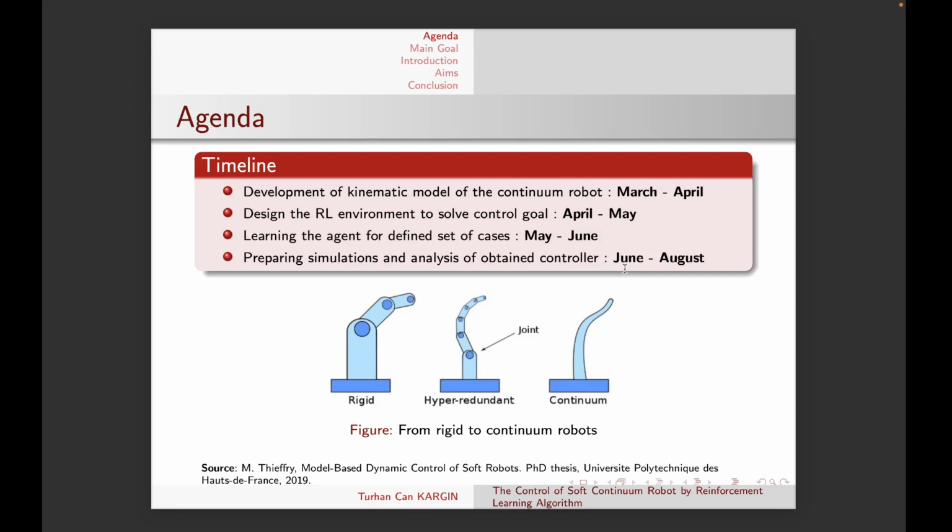Currently this is 2022, and here I put a figure for the audience to give a small intuition about what a continuum robot is. You can see that this is traditional rigid manipulators, this is hyper redundant, and this is continuum robots. You can imagine that theoretically continuum robots have an infinite number of degrees of freedom.